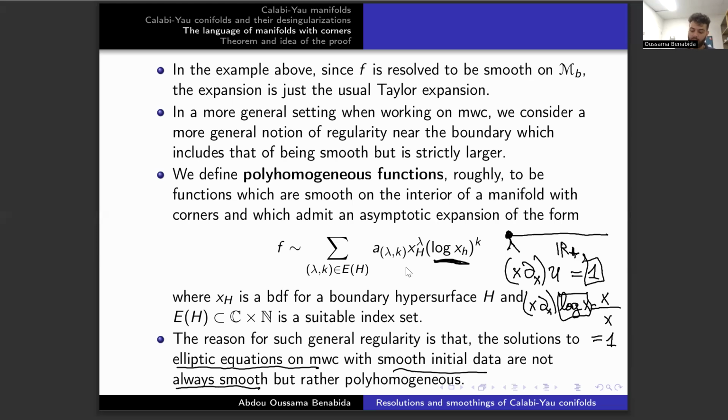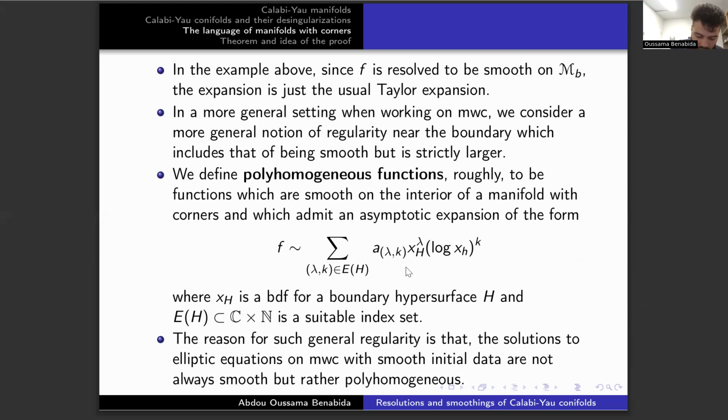So if we can start with something smooth here, like if we have an equation of the type PU is equal to V, and P is an elliptic operator on a manifold with corners such that it is generated by vector fields which are smooth at the boundary. So this is the additional structure.